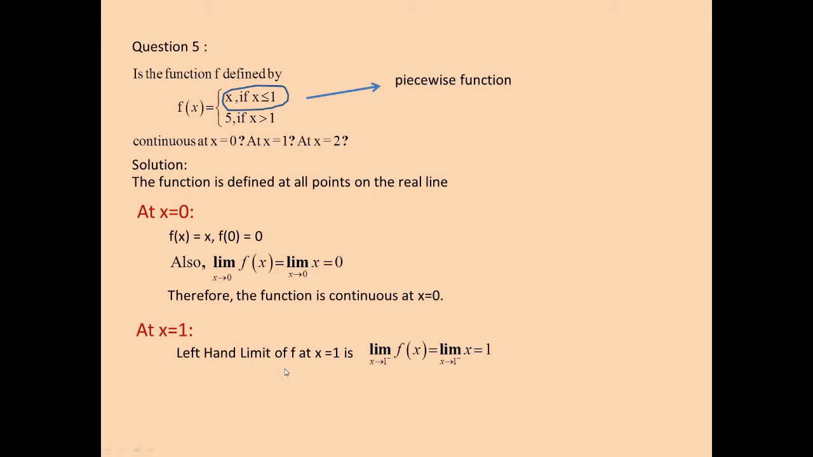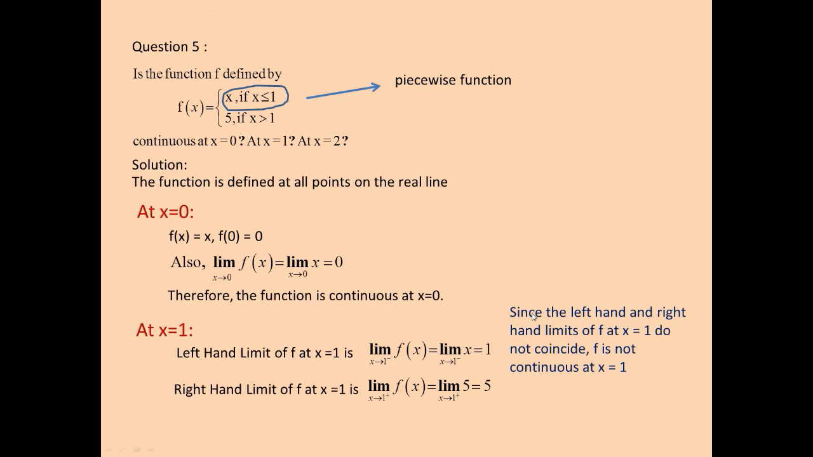You have to find the left hand limit as well as the right hand limit. Left hand limit of f at x equal to 1 is limit x tends to 1 minus f of x, which is equal to x, because you are approaching 1 from the left. Substitute 1 in place of x, so it is 1. Now the right hand limit of f at x equal to 1 is limit x tends to 1 plus f of x, which is 5, because you are approaching 1 from the right, so f of x is equal to 5.